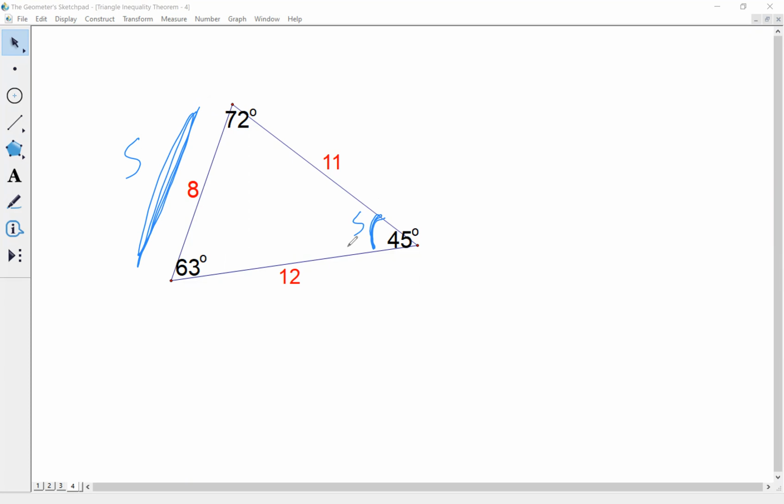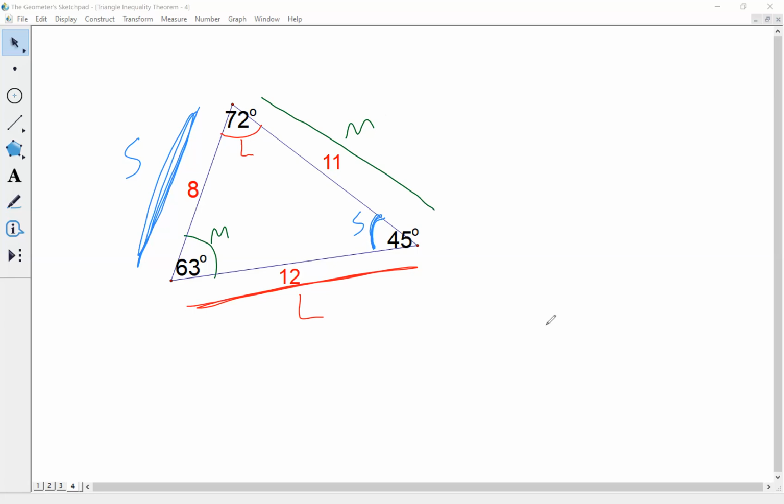Let me take a look at the biggest side and the biggest angle. The biggest side is 12. Let me call this L for large. That's the largest side. The largest angle is 72. Interesting, thus the largest side is opposite from the largest angle. And let me just say that 11 is the medium side and 63 is the medium angle. And as we can see, the medium side is opposite from the medium angle. Opposite in geometry means far away.